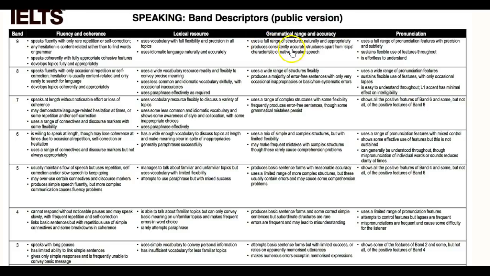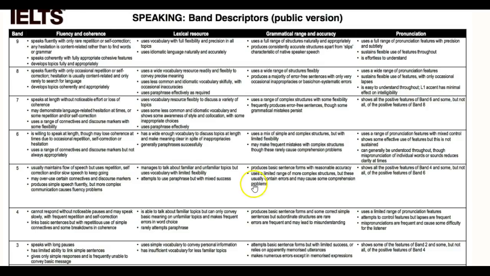Here, produces consistently accurate structures apart from slips characteristic of native speaker speech. Now, I know that when I hear myself in some of these error corrections, I make little slips. I make little slips because I'm thinking about what I want to tell the student whose essay I'm correcting, and sometimes I say little things. It's just thoughtless little errors. So, even I do it, even though I've been teaching IELTS for over 10 years. And so these kinds of silly little things are expected at a band 9, but it's probably not a lot of them. It's just maybe 1 or 2.